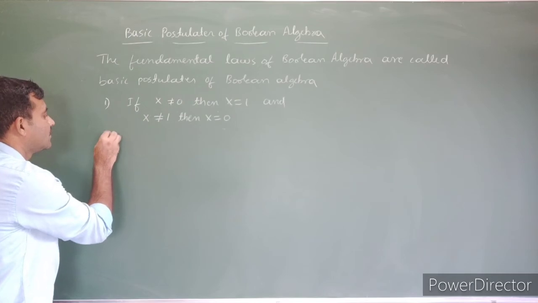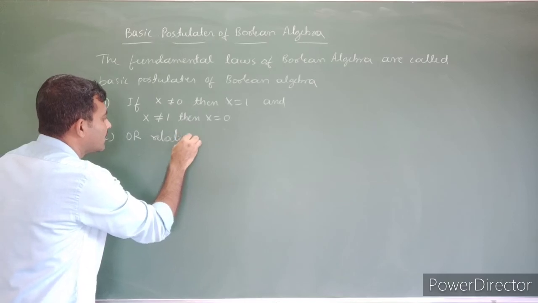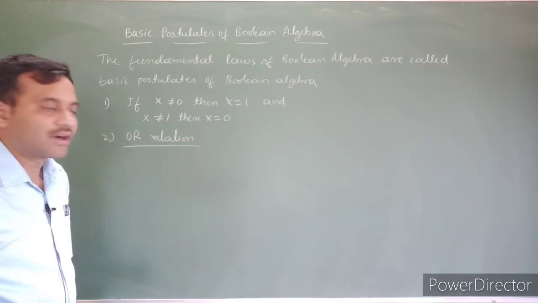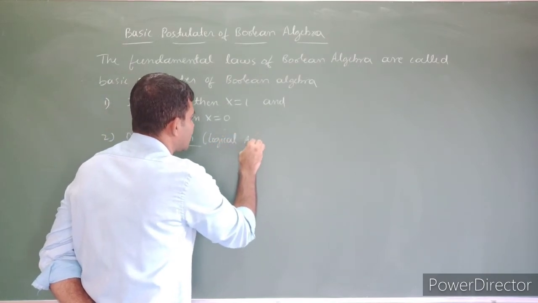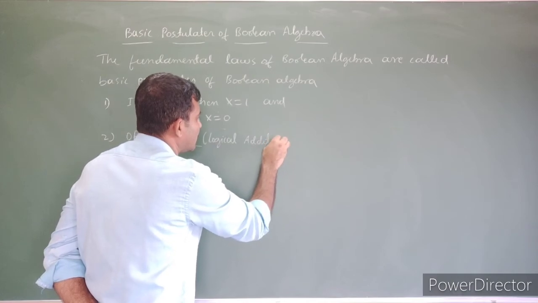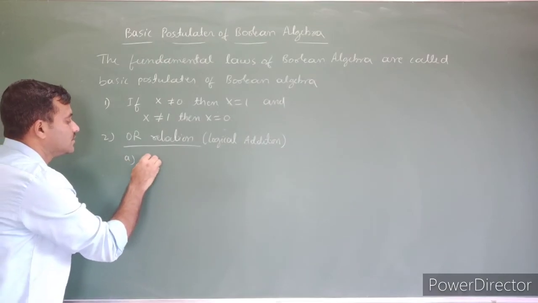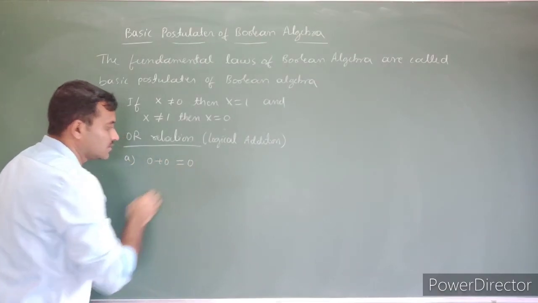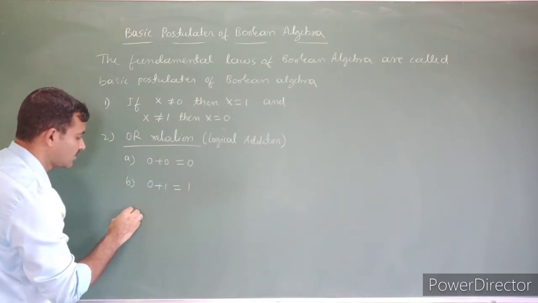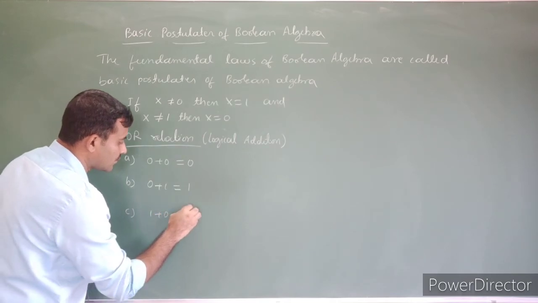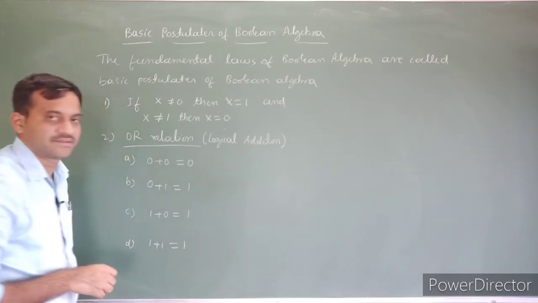Then the second one is the OR relation. OR relations are also called logical addition. What are the OR relations? See here. First one, 0 plus 0 is equal to 0. Second one, 0 plus 1 is equal to 1. Third one, 1 plus 0 is equal to 1. Then fourth one, 1 plus 1 is equal to 1.